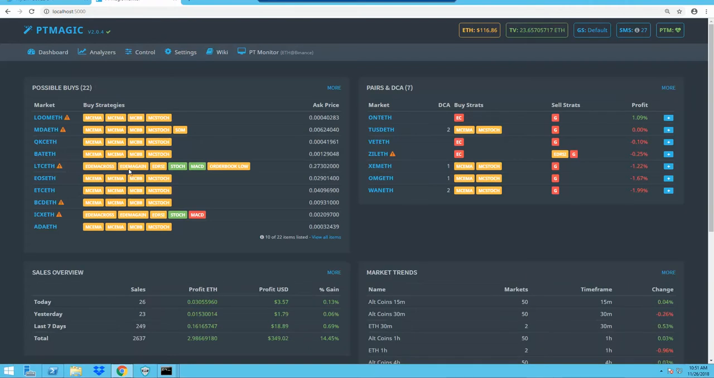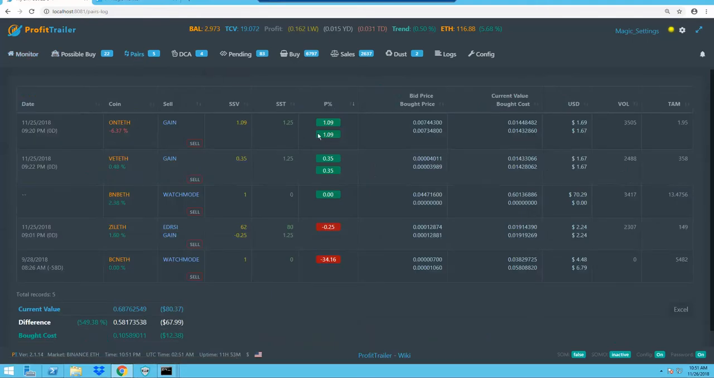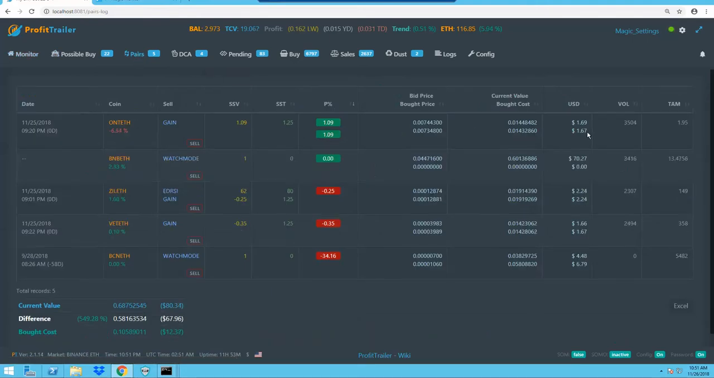Real quickly, as I'm explaining further about it, I see ONT ETH is at 1.09% profit. It generally will sell after it reaches at least 1.25. So what I want to do is get to the robot, show you in pairs the ONT strategy so we can watch it. There it is, ONT at 1.09. I originally invested at $1.67 in this one coin. The robot picked the coin at that price, and it's now at a current profit of 2 cents. Let's just watch that for a minute while I'm explaining a little bit further. So for the last 5 months, I was developing a program for my ProfitTrailer using ProfitTrailer Magic Strats.